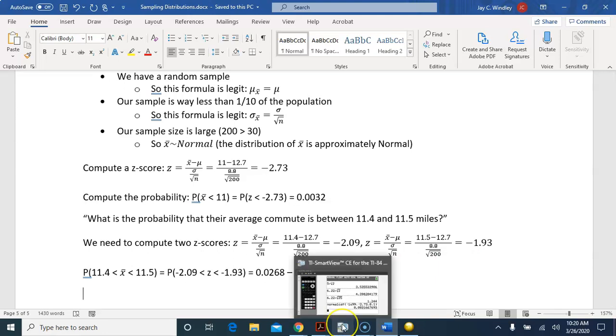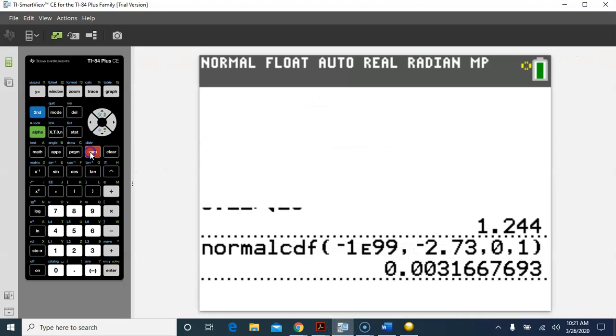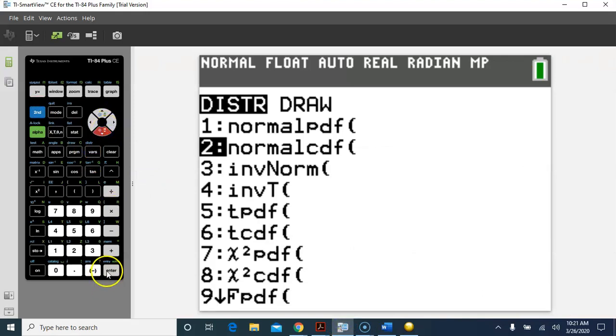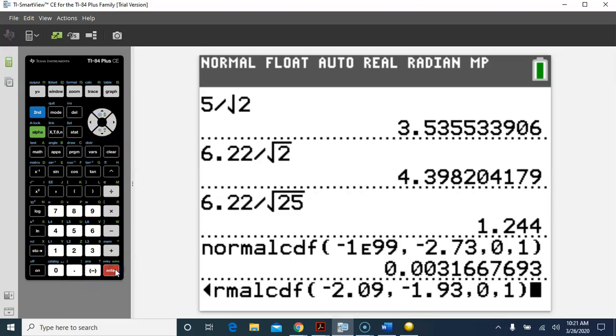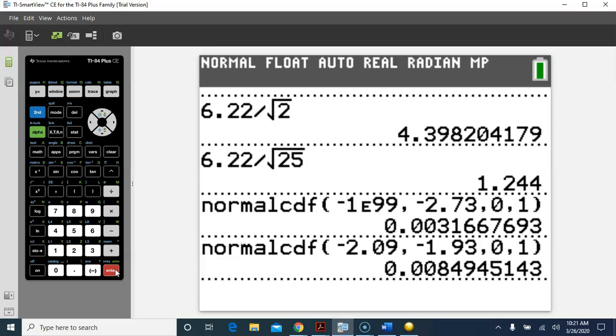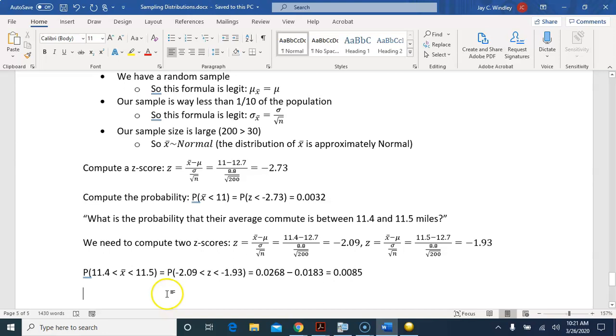Or for people using the calculator, you can say normal CDF from a z-score of negative 2.09 to a z-score of negative 1.93. And that's 0.085. Same answer we got before.